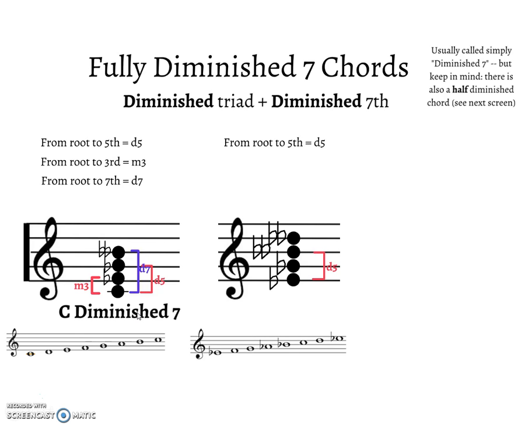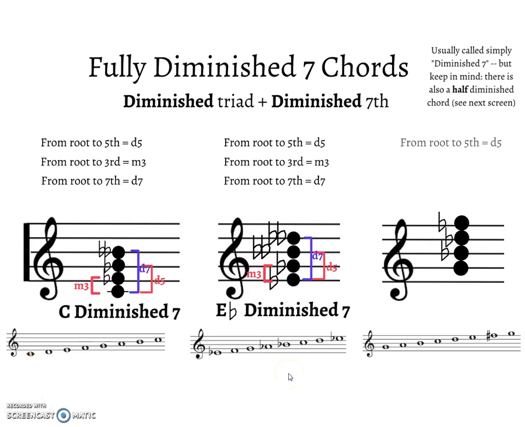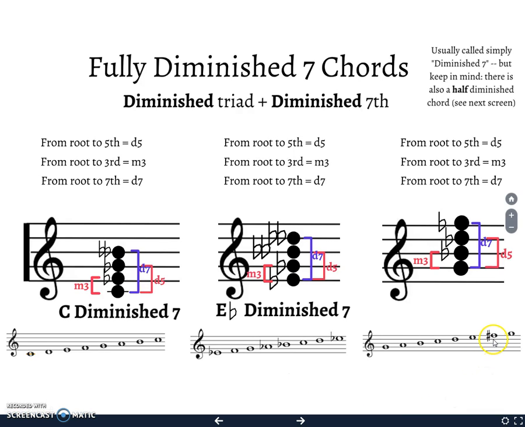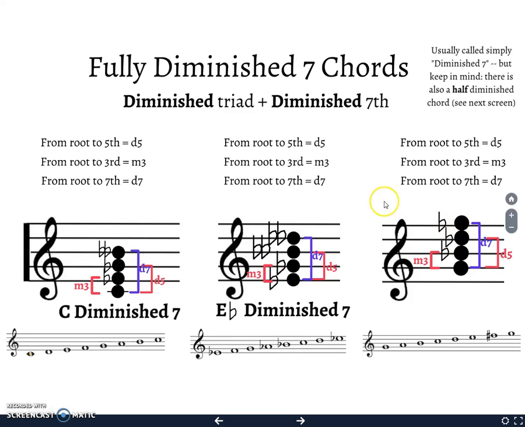From the root to the fifth, diminished fifth, minor third, diminished seven. So it's two half steps lower than this. D double flat. G on the bottom. Diminished fifth, minor third, diminished seven. A major seventh would be F sharp, minor seven would be F natural, diminished seven would be F flat. That's how we got that.